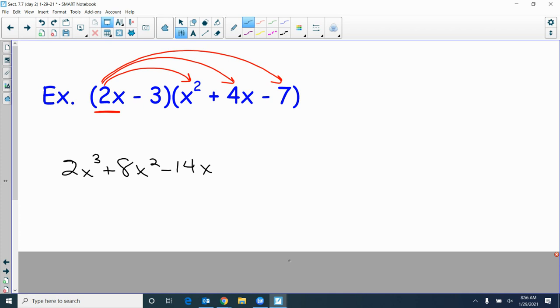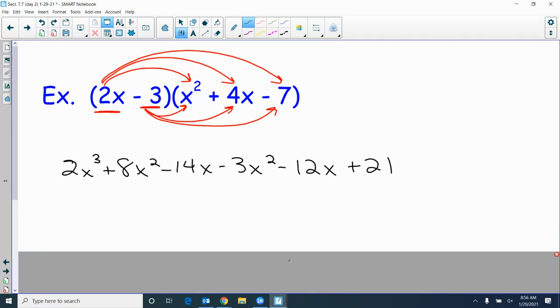Now you have to take the -3 times all three of them. And -3 times x squared is -3x squared. -3 times +4x is minus 12x. And -3 times -7 is positive 21. Now you really have to watch your signs and your exponents.